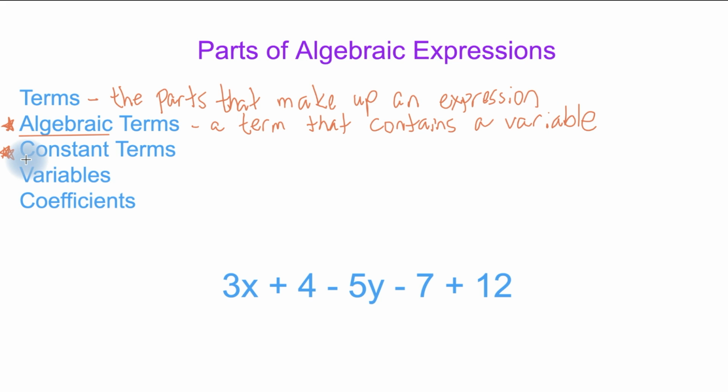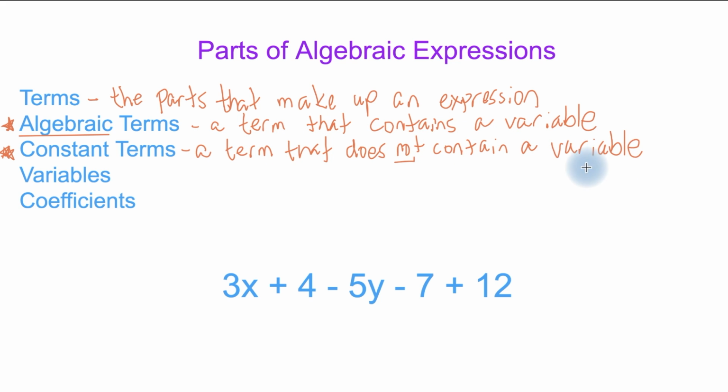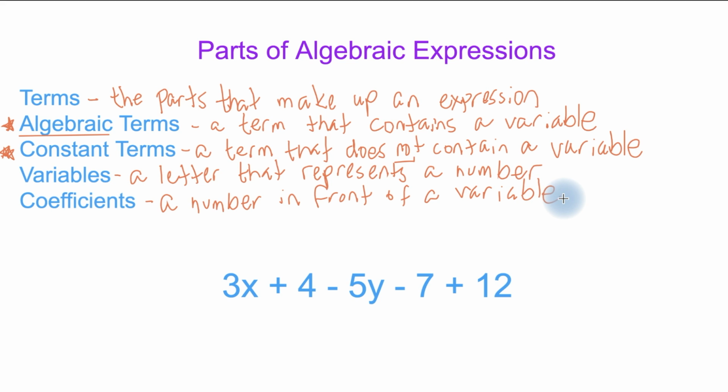The next type is a constant term. Constant terms are terms that do not have a variable. And what exactly is a variable? A variable is just a letter that represents a number. And what about a coefficient? A coefficient is just a number that is in front of a variable. It also gets multiplied by that variable.